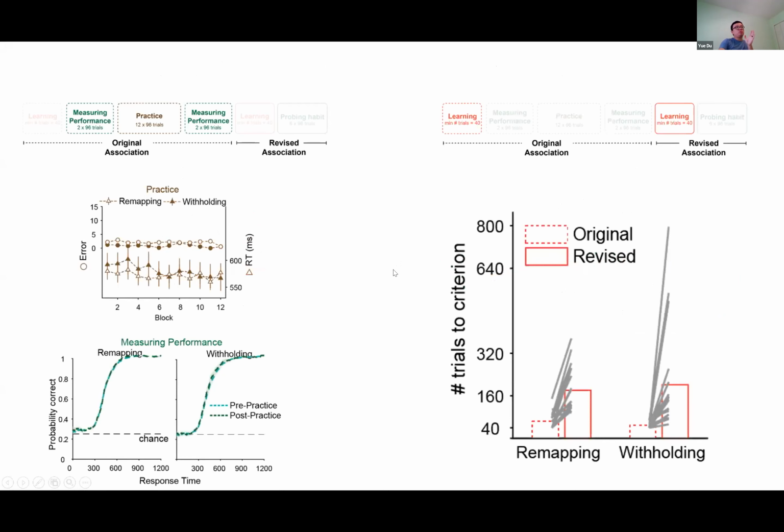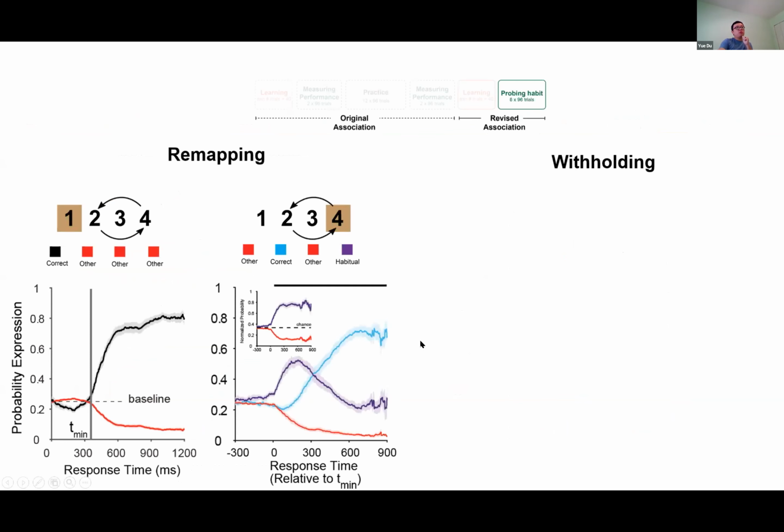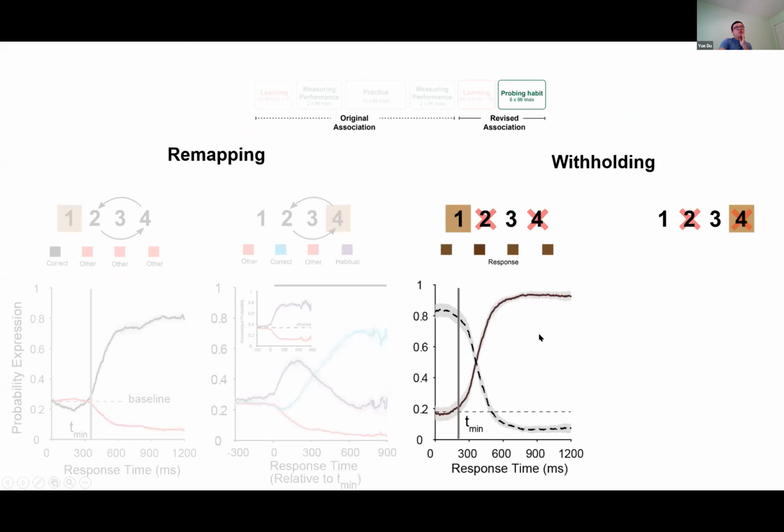First, let's confirm that the two groups have a similar performance level before we probe habit, as revealed by the number of trials they need to learn the revised association. And most importantly, there's no practice effect at all, revealed by the constant accuracy, reaction time, and similar speed-accuracy trade-off before and after practice, which confirms that this association is indeed well learned. The habit under the remapping group showed a very similar picture to what we observed before in experiment 1, except that the probability of choosing the habitual response is a little bit higher than in experiment 1. And we also see a similar picture for the response to the unchanged stimulus under the withholding group.